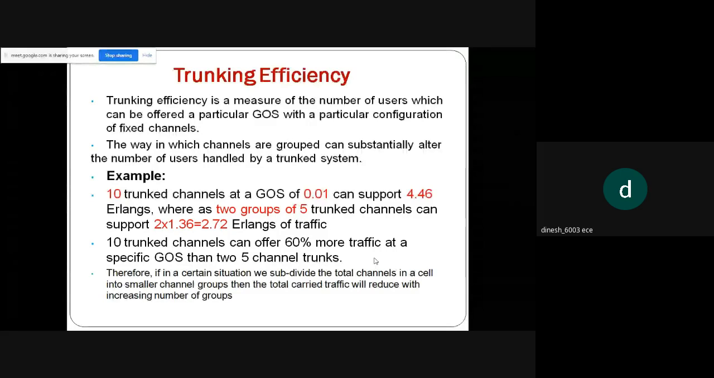So there are 10 trunked channels at a grade of service of 0.01 supporting 4.46 Erlangs, whereas two groups of 5 trunked channels can support 2 cross 1.36, which is 2.72 Erlangs of traffic. So these 10 trunked channels can offer 60% more traffic at a specific GOS than two 5-channel trunks.